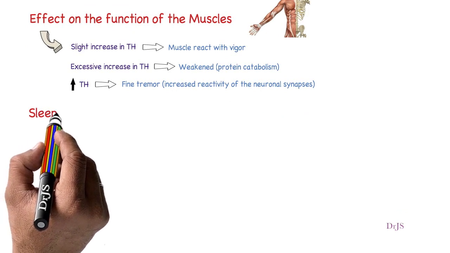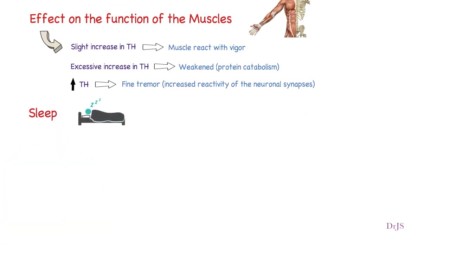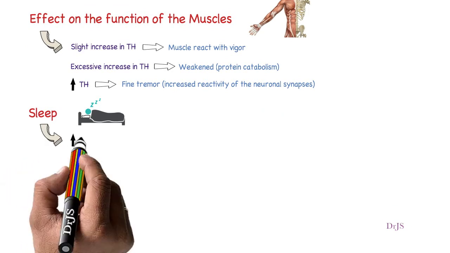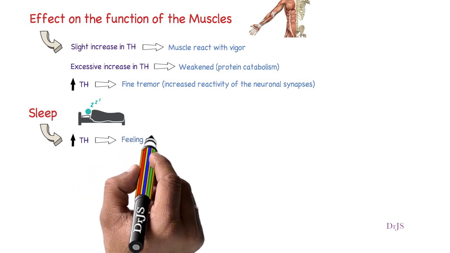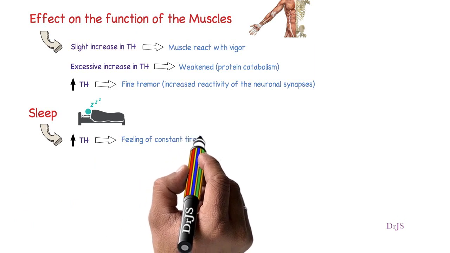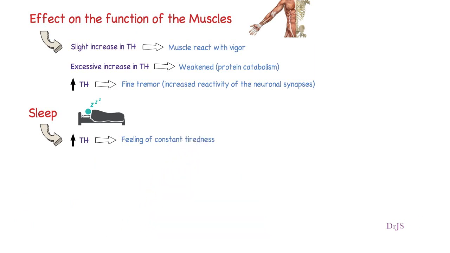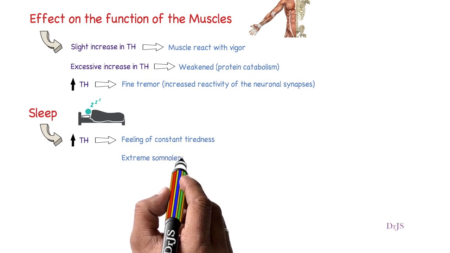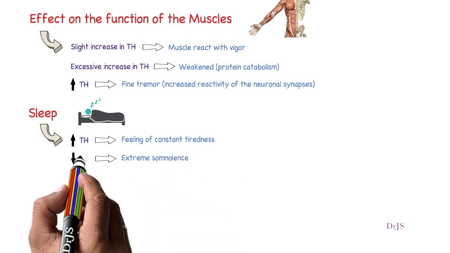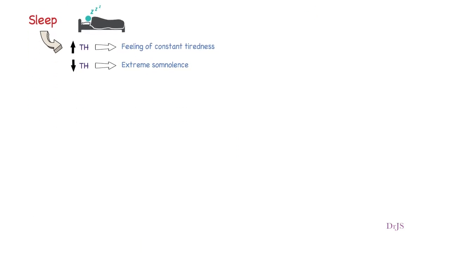Effect on sleep. The hyperthyroid subject often has a feeling of constant tiredness, but because of the excitable effects of thyroid hormone on the synapses, it is difficult to sleep. Conversely, extreme somnolence is characteristic of hypothyroidism, with sleep sometimes lasting 12 to 14 hours a day.